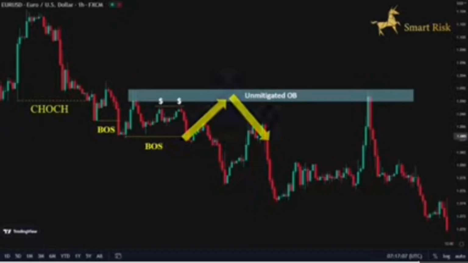Here's your homework. Open your charts right now. Mark every equal high and equal low you see. Mark the swing points. Mark the obvious patterns. Now watch what happens over the next week. I guarantee you'll see liquidity sweep after liquidity sweep. The question is, will you be on the right side of those moves?